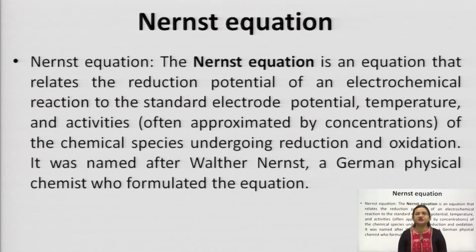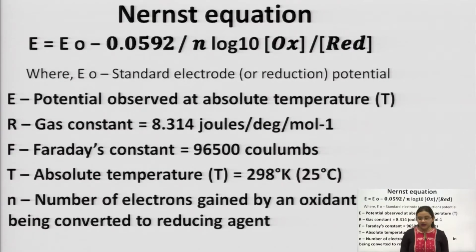So, Nernst equation is a equation which correlates the electrode potential with the concentration of the reacting species, temperature, electrode potential, and it was named after a German scientist जिसका नाम था Walther Nernst. So, what is that equation? Let us study it. This is the equation.